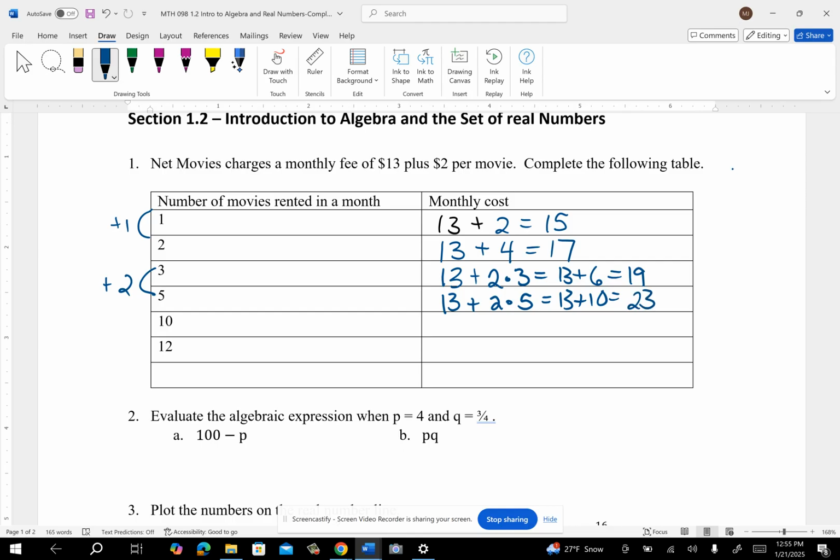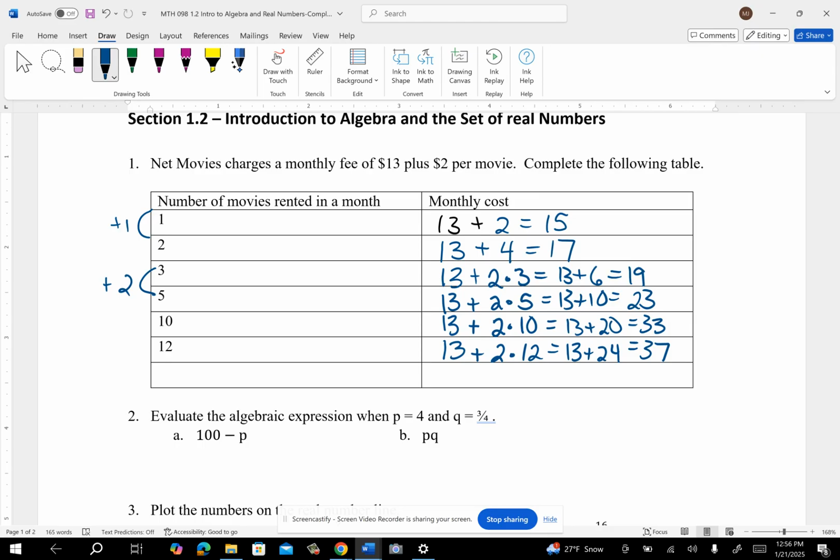And then wouldn't we do the same for 10 movies? If I rented 10 movies, $13, $2 times 10 movies, that would wind up being 13 plus 20, or $33. And then finally, if I rented 12 movies, that should turn out to be $4 more, because I rented 2 more movies. That turns out to be $37.